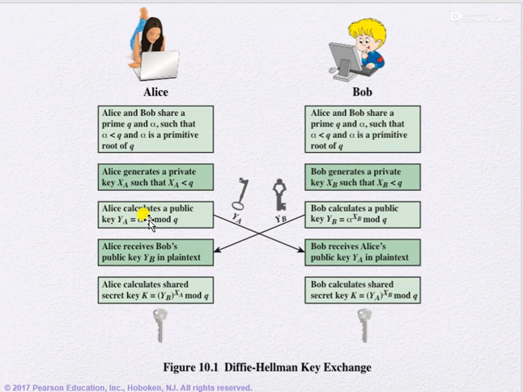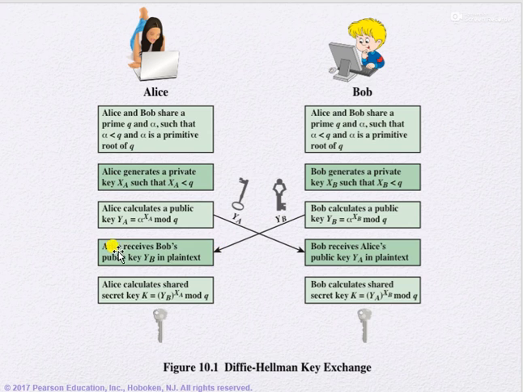Then Alice will calculate her public key YA. How will we calculate YA? YA is alpha raised to the power XA mod q. So this is the computation, and here the discrete logarithm problem is involved. And Bob will also calculate his public key in the same way: alpha raised to the power XB mod q. And then both parties will send their public keys to each other. Alice will send her public key YA to Bob, and Bob will send his public key YB to Alice.